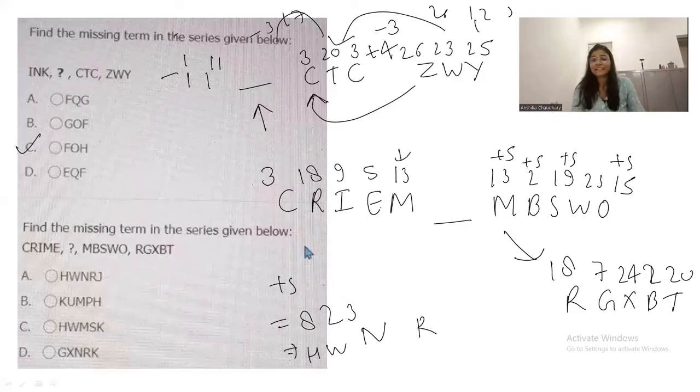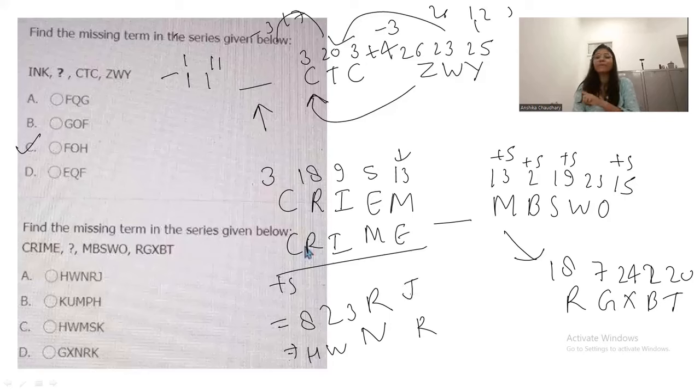Sorry, I misspelled it. So it is crime. It's my mistake, but the pattern will follow. So 5 plus 5, right? 13 plus 5 will become 18. So at the place of 18, what is it? R. So H W N R J, it will be the pattern. So option number A will be the correct answer over here.